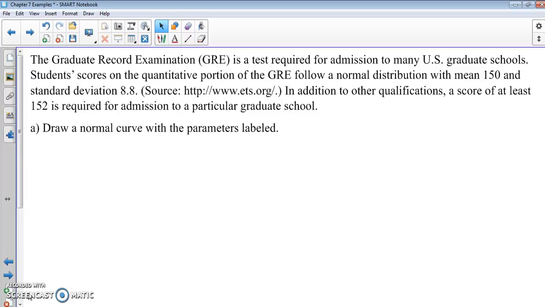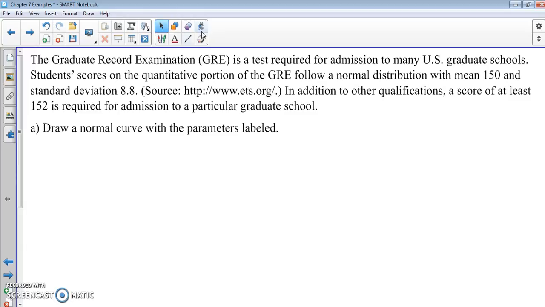The GRE is a test required for admission to many U.S. graduate schools. Student scores on the quantitative portion of the GRE follow a normal distribution with a mean of 150 and standard deviation 8.8. In addition to other qualifications, a score of at least 152 is required for admission to a particular graduate school. Draw a normal curve with the parameters labeled.